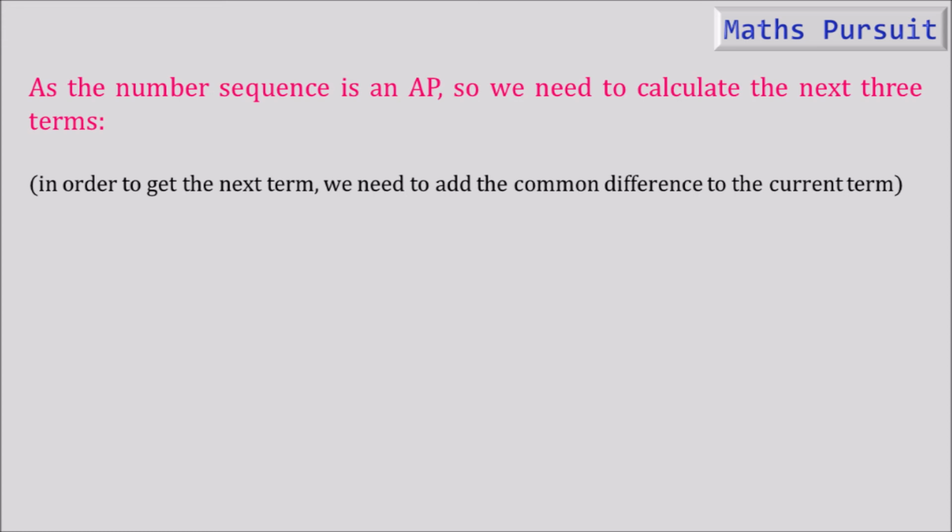That means if we add the common difference to the current term, we will get the next term. So let's see how we are going to do. Now, the next term, that is A5 or fifth term, is equal to A4 plus D. A4 is nothing but the fourth term, plus the difference. So that is equal to minus 7.2 plus minus 2. That is equal to minus 7.2 minus 2. That is equal to minus 9.2.